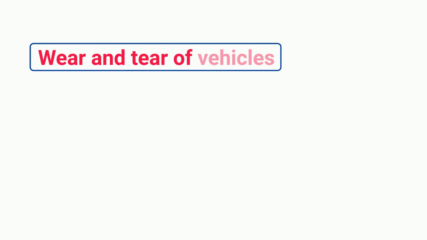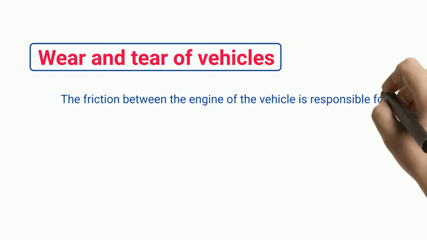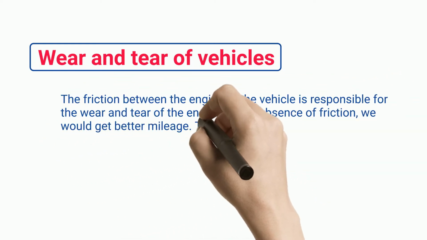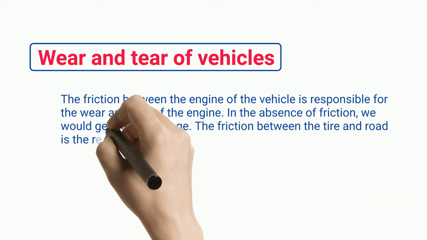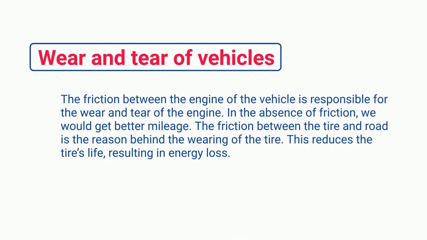Wear and tear of vehicles. The friction between the parts of the engine of the vehicle is responsible for the wear and tear of the engine. In the absence of friction, we would get better mileage. The friction between the tire and road is the reason behind the wearing of the tire. This reduces the tire's life, resulting in energy loss.